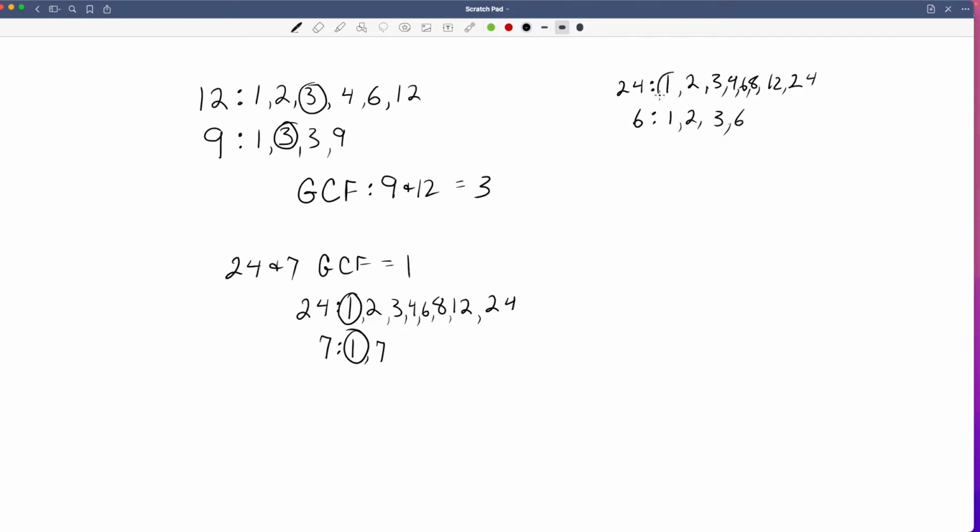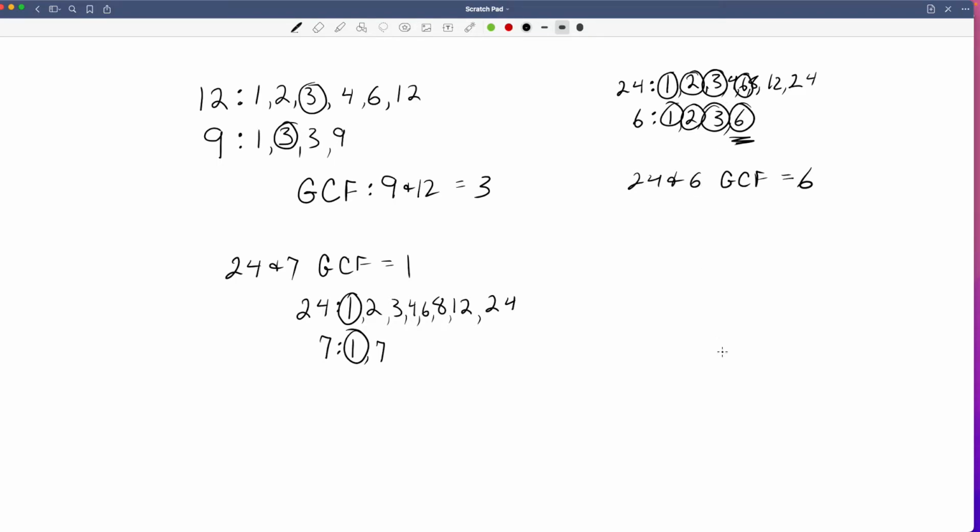So there's a 1 and a 1. There's a 2 and a 2. There's a 3 and a 3. And there's a 6 and a 6, which is the biggest factor. What is the greatest number? The largest number? It's 6. So the greatest common factor for 24 and 6, the GCF, is equal to 6. All right, so you can see they could have multiple factors the same. The GCF is going to be the largest number that they have in common.